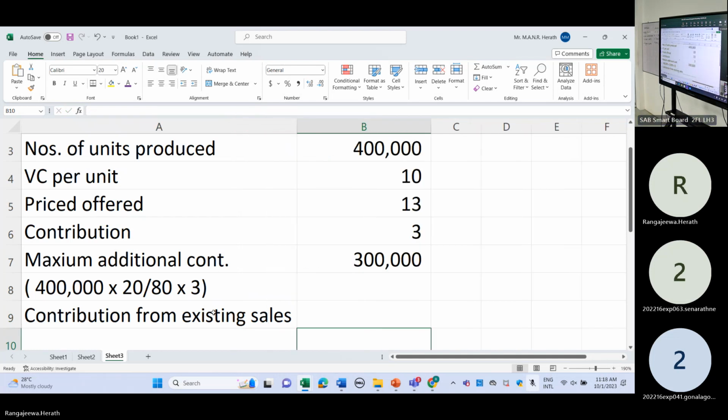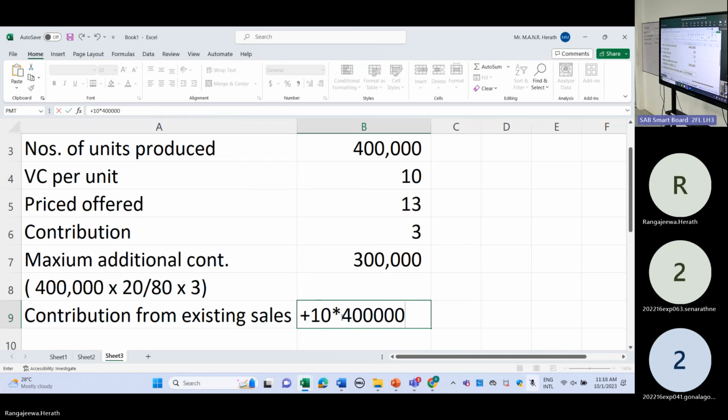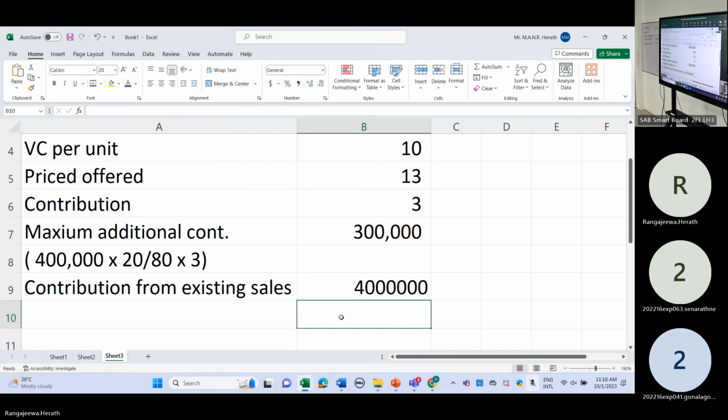Existing sales have a contribution. Variable cost 10, sell for 20, 10 rupees into 400,000 units. Right? They have 4 million contribution. Right?